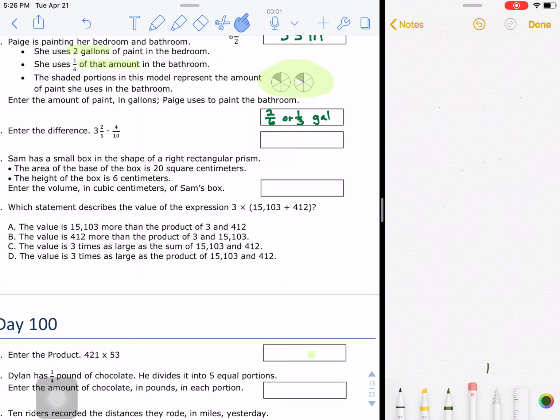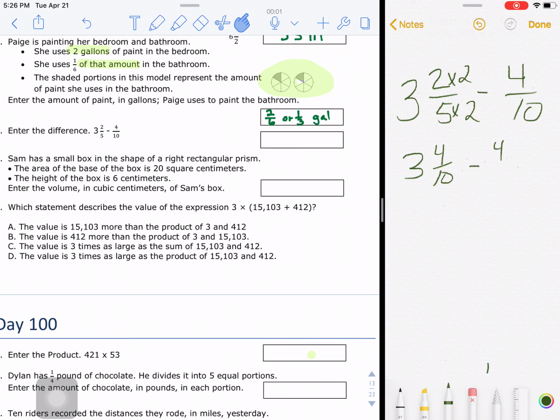3 2/5 minus 4/10. I have to have a common denominator. 3 2/5 minus 4/10. So we can look at this and make it into tenths. We'd have 3 4/10 minus 4/10, which is equal to 3.